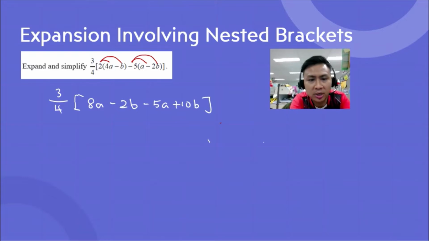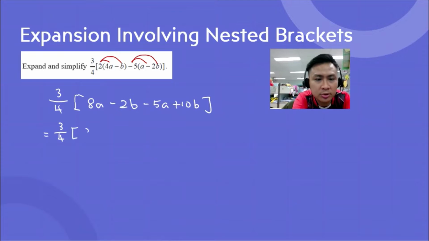Okay, so we have expanded the inner brackets. Our next task is to simplify the terms within the brackets. So what we're going to do now is simplify it. We can rearrange it first. So you get 3 quarter multiplied by 8a minus 5a.